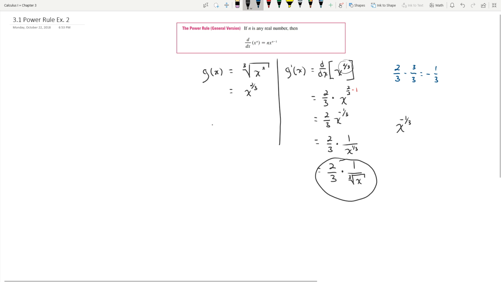So, I'll rewrite this over here so that g prime of x is equal to 2 over 3 times the cube root of x.